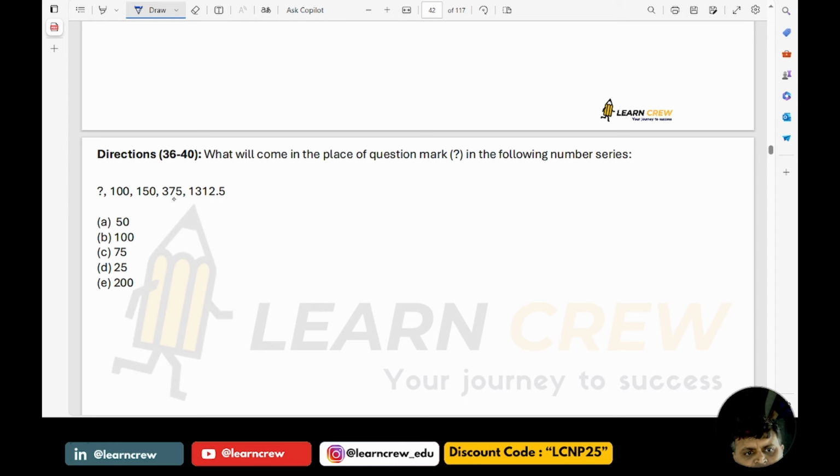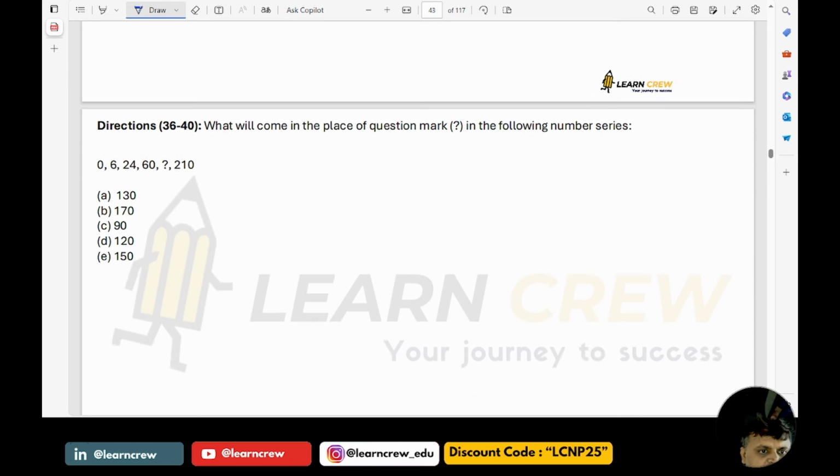100, 150, 375, 1312.5. So what is happening here? The multiplication is happening with a decimal, right? 100 becomes 150 means it is into 1.5. 150 into 2.5 is 375. Similarly, 1.5, 2.5, it should be 3.5. So it has to be 0.5. Something into 0.5 is 100, that something is 200. 200 into 0.5 is 100, so answer is 200.